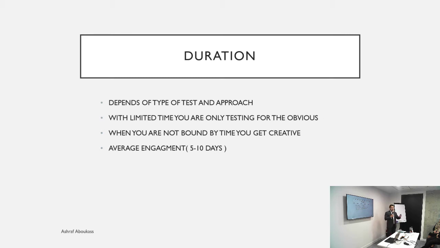So duration, again, it depends. If it's black box, white box, if it's red team, blue team, that's what tells you what duration is best. But it goes without saying, with limited time, you're only going to start finding the obvious stuff, right? If you have long time, you allow the pen tester to get creative. It's simple as. So, you choose. But on average, engagements last between 5 to 10 days.